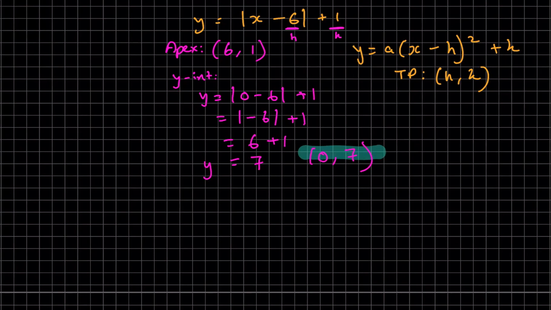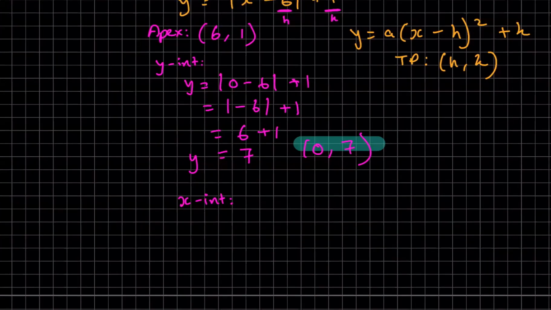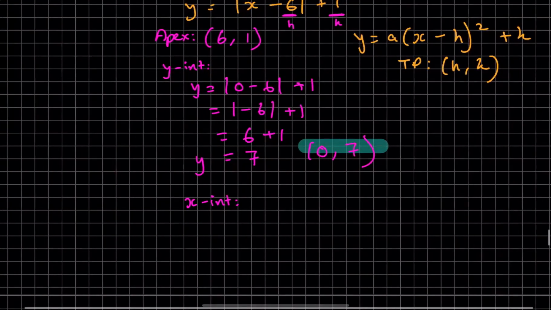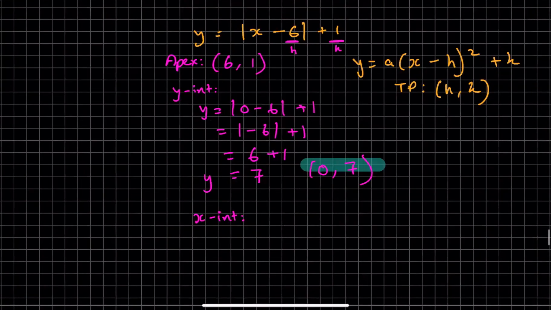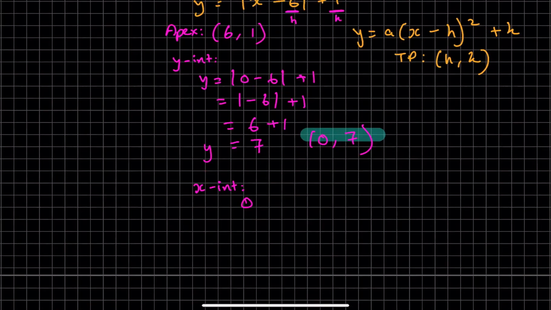Now let's try to determine whether we actually have an x-intercept for this equation. So normally to find our x-intercepts, we would make y equals 0, wouldn't we? So let's go ahead and do that. So we've got 0 equals the modulus of x minus 6 plus 1.